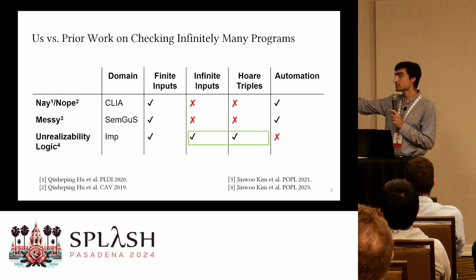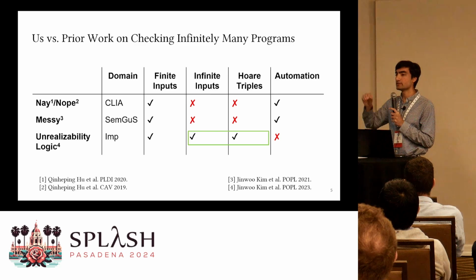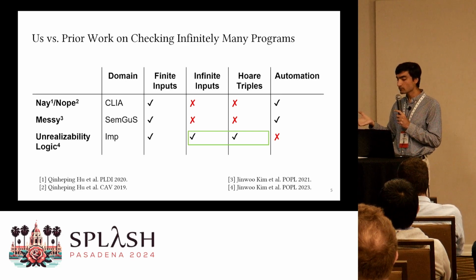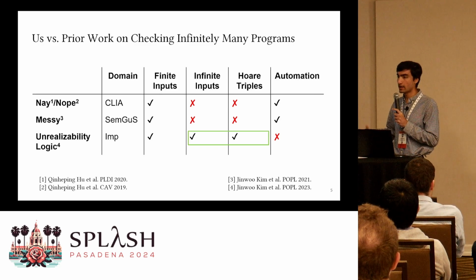There's this Hoare-style logic, this program logic called unrealizability logic, that lets us reason over unrealizability triples. And this supports lots of different kinds of specifications, but there is no automation existing for this work. And so it's a purely theoretical construct for which there exists no automated support.